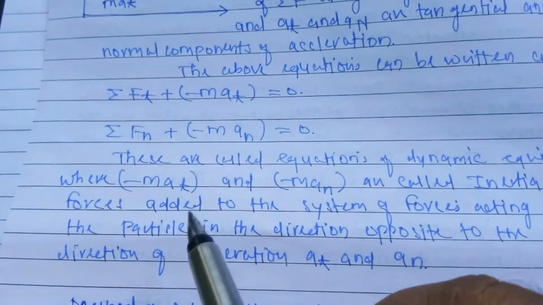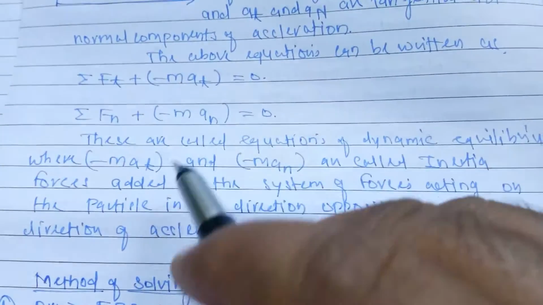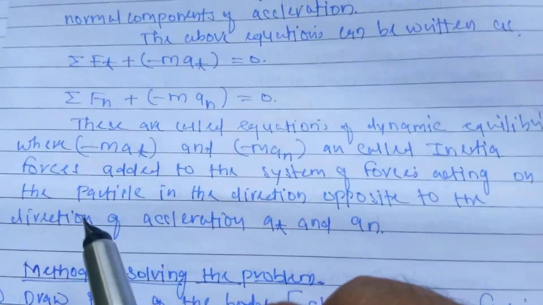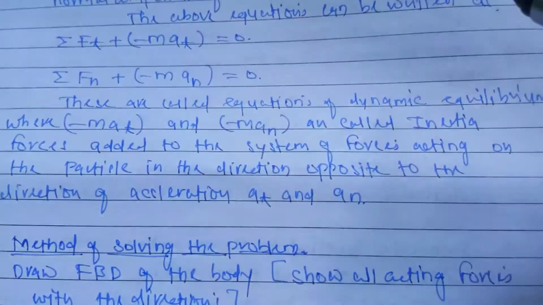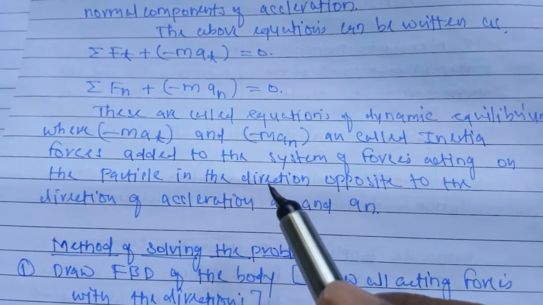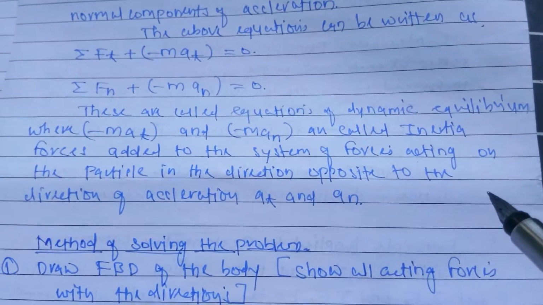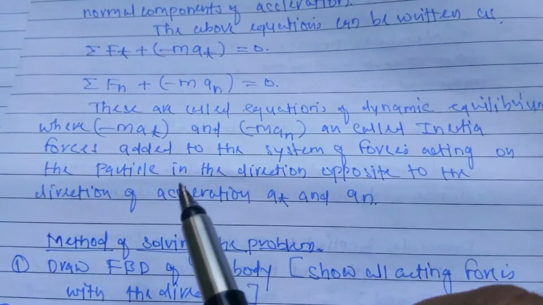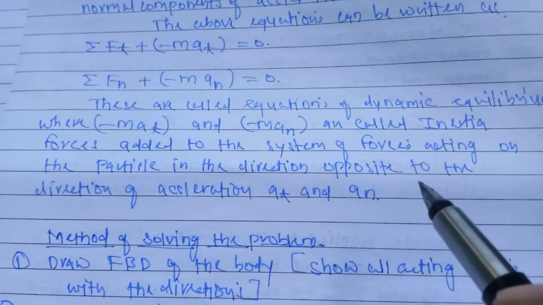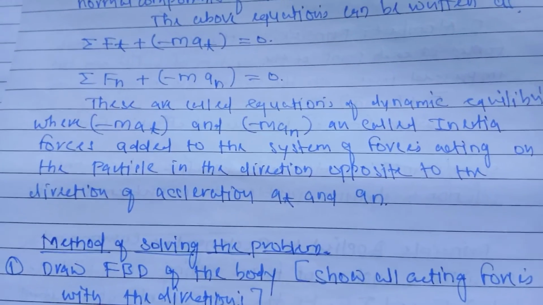These are called equations of dynamic equilibrium, and minus m at and minus m an are called inertia forces added to the system of forces acting on the particle in the direction opposite to the direction of acceleration at and an. Okay, thank you.